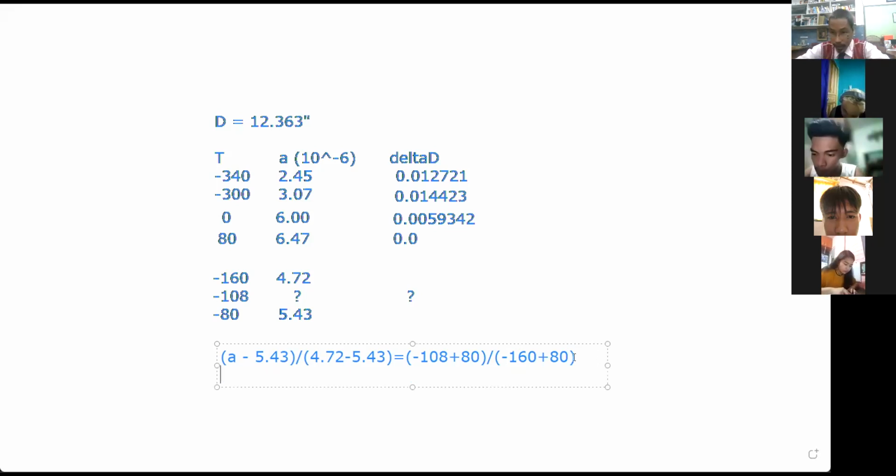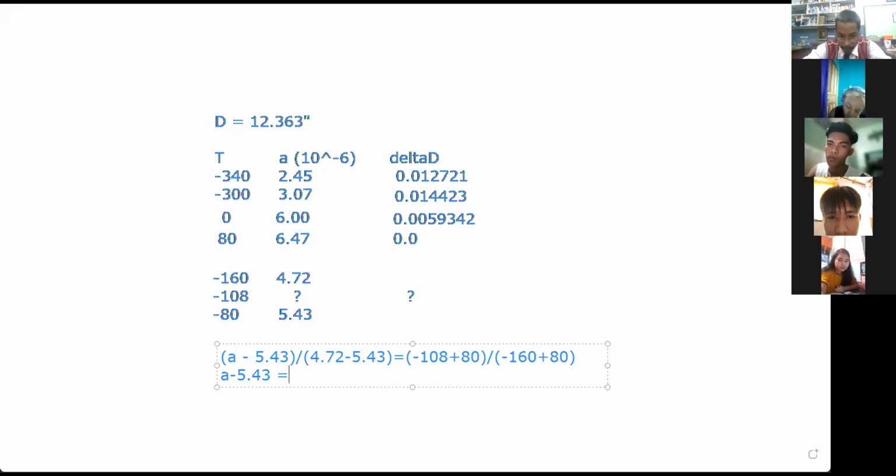So this is how you do the correct interpolation. This is what we call linear interpolation. Take down linear interpolation. That is the process of linear interpolation. Now, let us simplify. It is a simple matter to simplify. So minus 5.43.